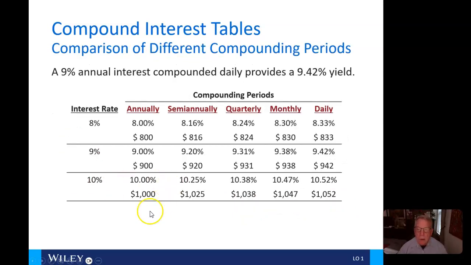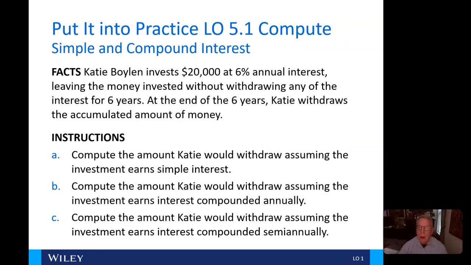Okay, so if I look at that number for a second, I think you'll see 8% compounds to 833 if I do daily. If I do monthly, it's 830. If I do quarterly, it's 824. If I do semi-annually, it's 816. If I only do it annually, it's 800. So the key thing to know when you're looking at that is that 9% annual interest compounded daily is going to provide you here with a 9.42% yield. Key term, yield. Okay.